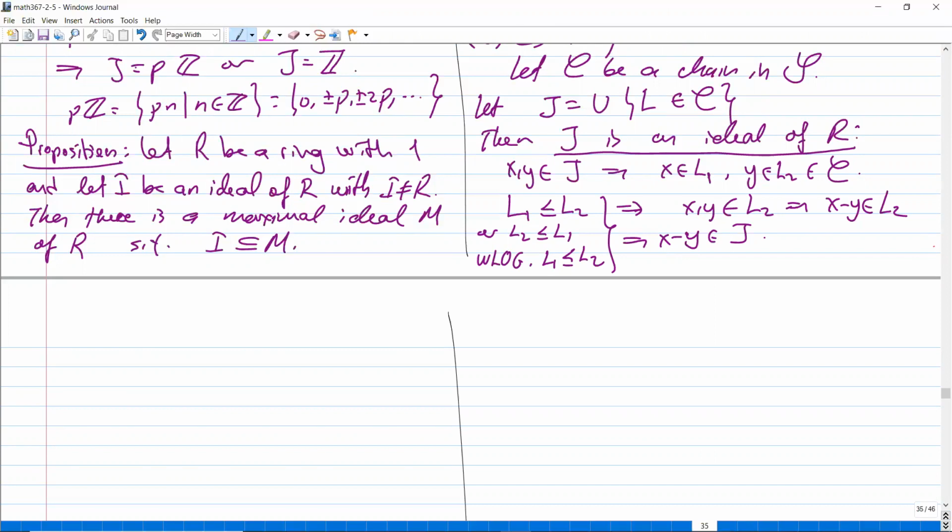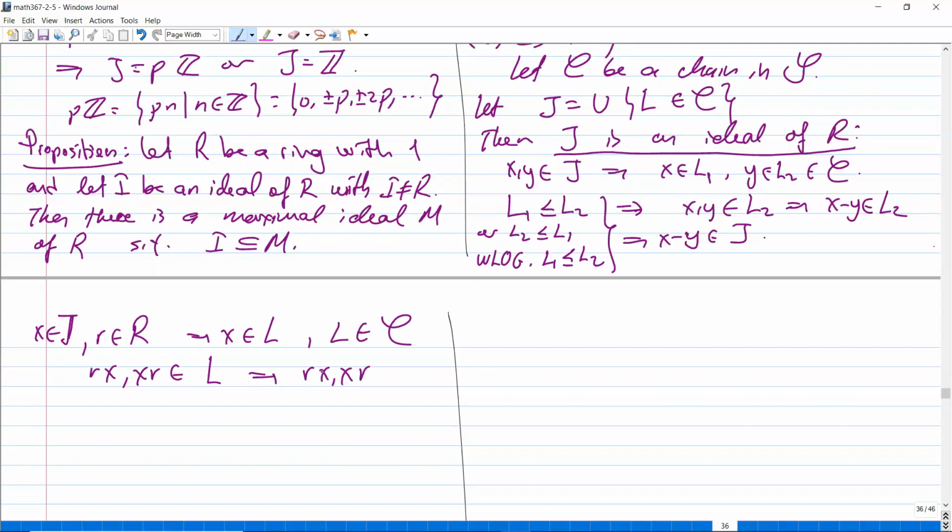Now, let X be in J, and R be in R, so that X is in L for some L in C. Since L is an ideal, R times X and X times R are in L, so that R times X and X times R are in the union of those L's, so it's in J. Therefore, we prove that J is an ideal.